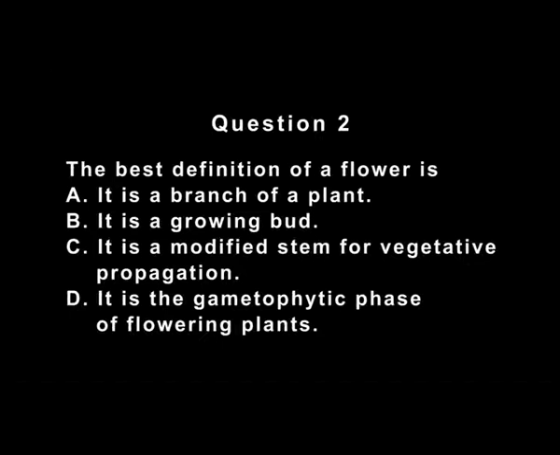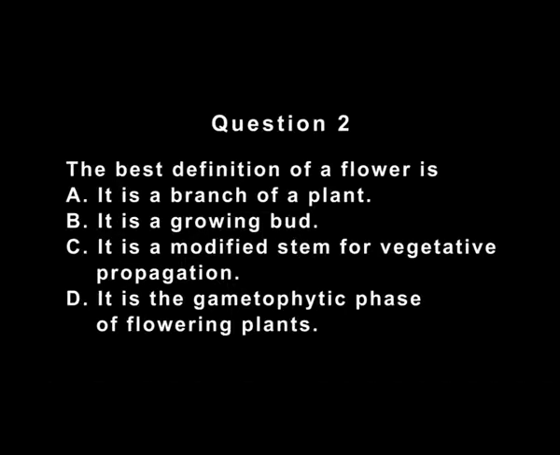Question 2. The best definition of a flower is A. It is a branch of a plant. B. It is a growing bud. C. It is a modified stem for vegetative propagation. And D. It is the gametophytic phase of flowering plants.